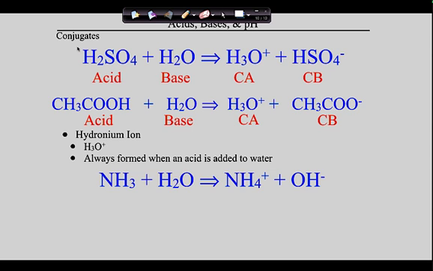NH3, is that the acid? Well, does NH3 give away a hydrogen? How do you know it doesn't? Because there's no NH2, right?